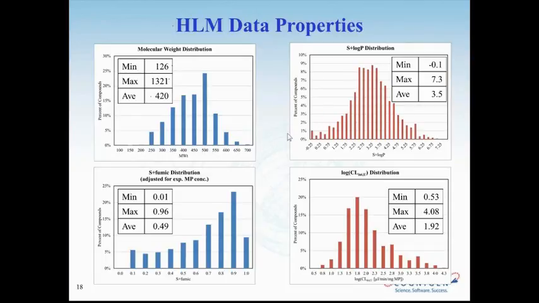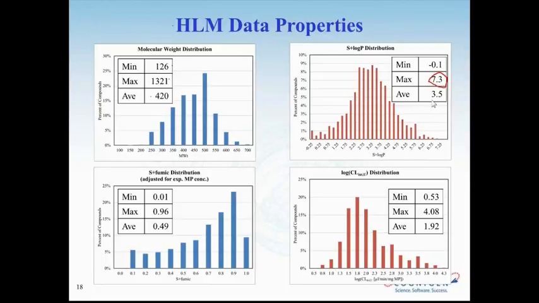Then the logP distribution is given over on the right. The minimum is minus 0.1 and the maximum is 7.3. So a very hydrophobic compound here, and you can imagine the fraction unbound is very low for that compound.